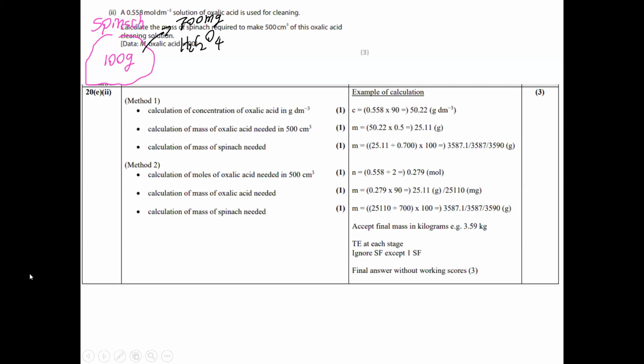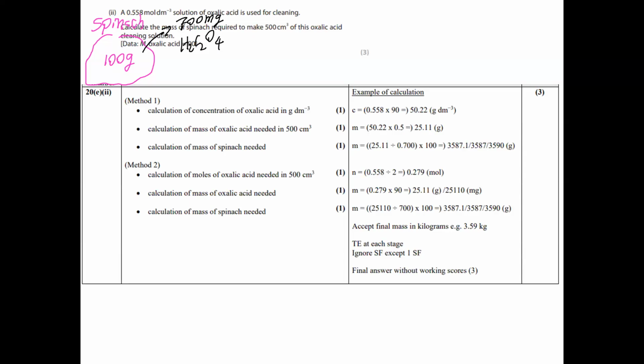If we take spinach, 100 grams, I will get inside this 700 milligrams of oxalic acid. Oxalic acid means H2C2O4. Right. Now let's see what this question is about.